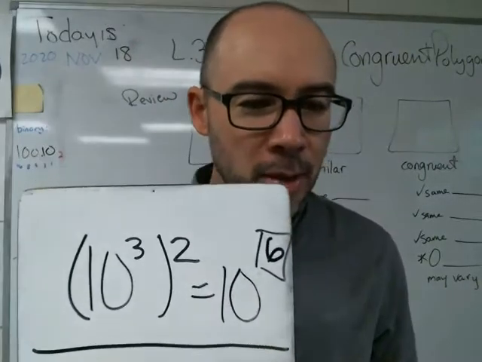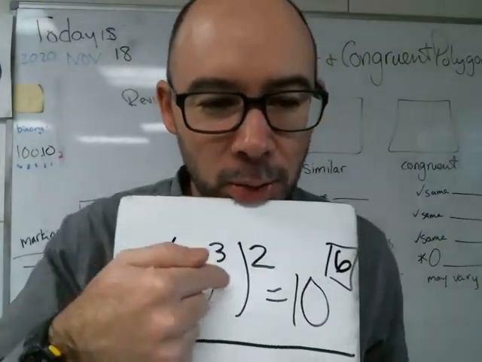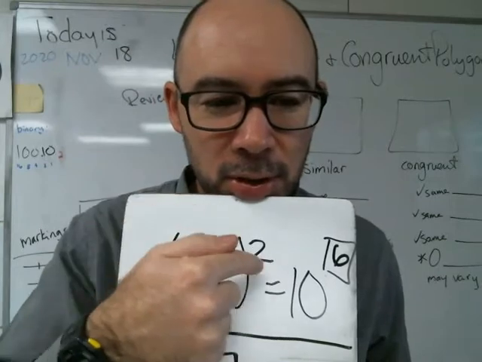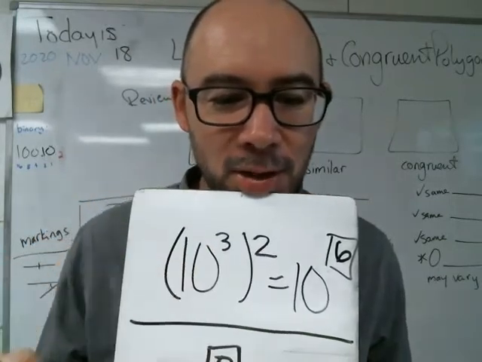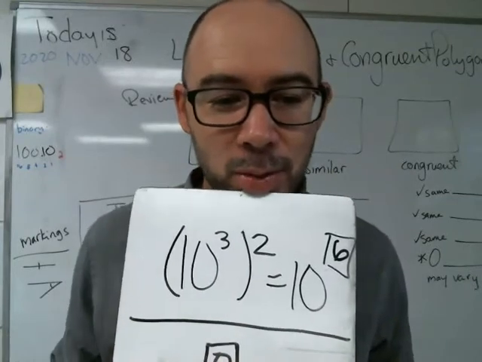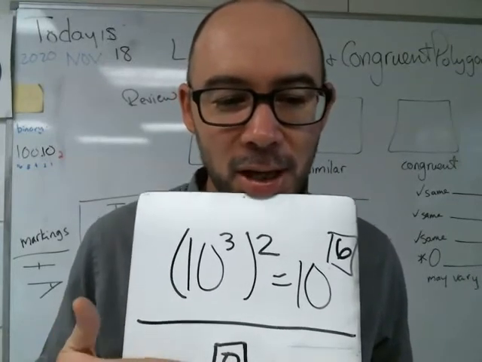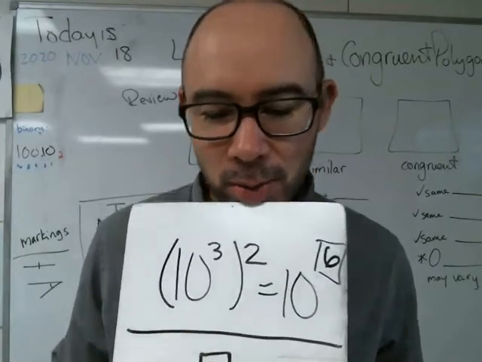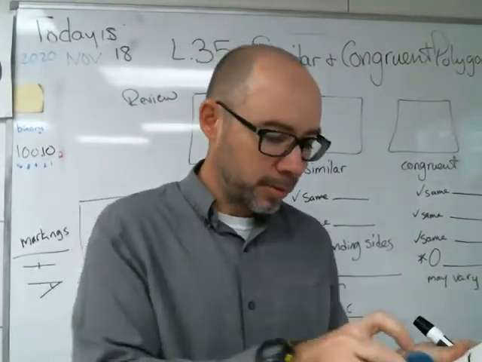Well done. We're using the power rule here. Cubed squared, that's cubed times another cubed. 3 plus 3 is 6. And then anything to the 0 power is 1. So this doesn't have to be 10. This could be 17 to the 0 equals 1. And it would still be true.